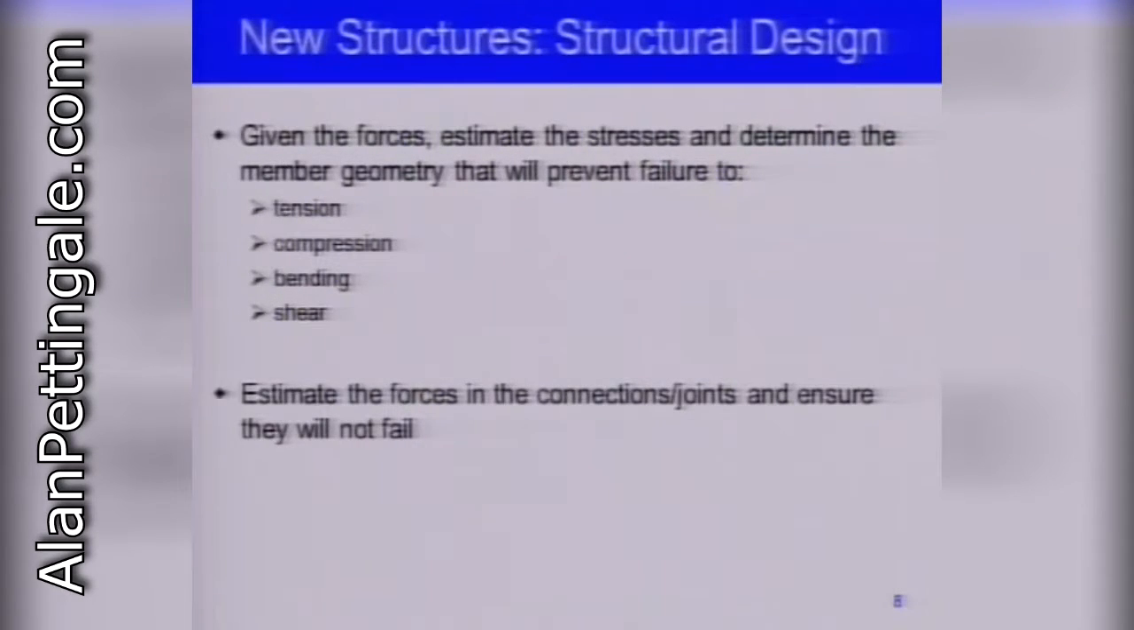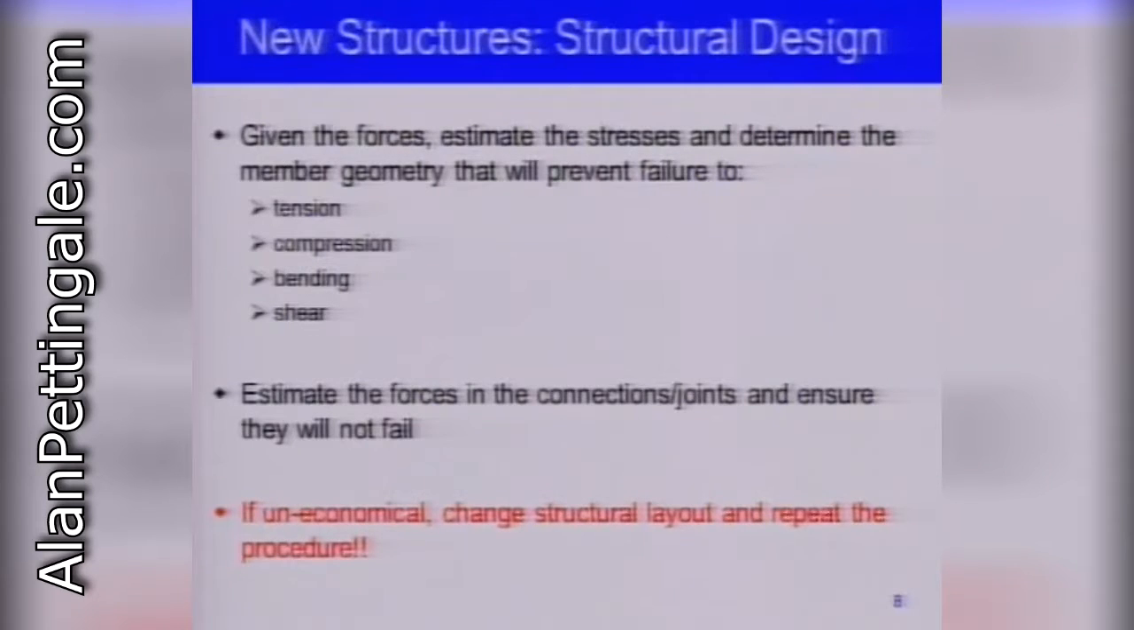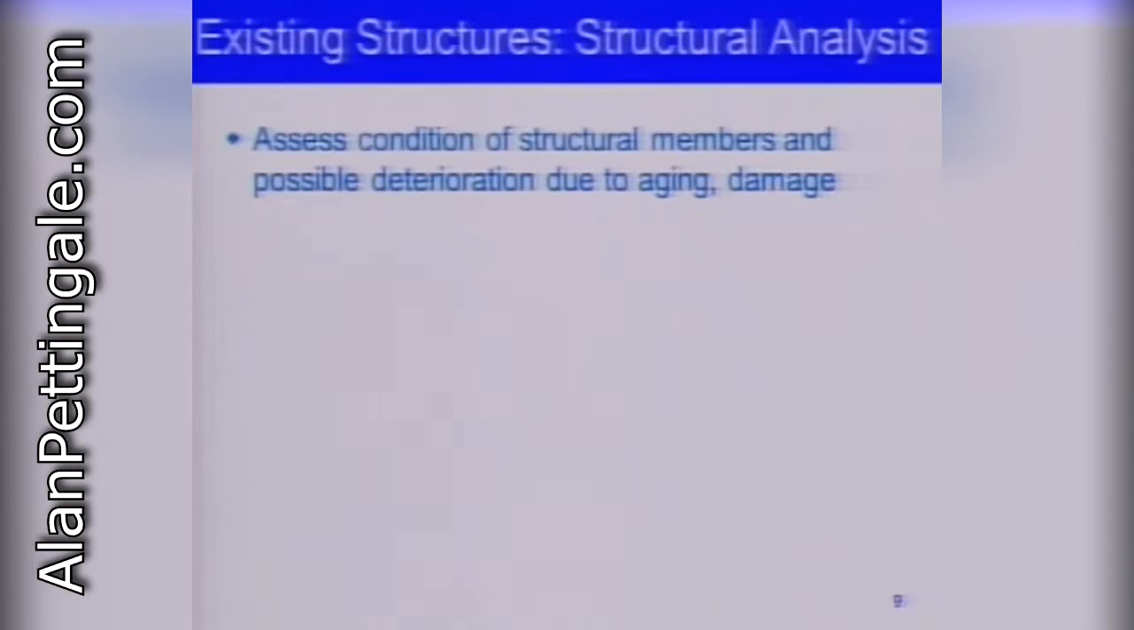And then once we do the members, we have to make sure that when they come together, all their connections are also safe. And if all that falls into place and we have an economic design, we'll go ahead and produce the drawings. If the design is not economical, or if we have members that are unrealistically big to take the loads, then we have to go back to the drawing board, come up with a different design, and start from scratch. Now, this procedure obviously gets modified when we're dealing with existing structures.